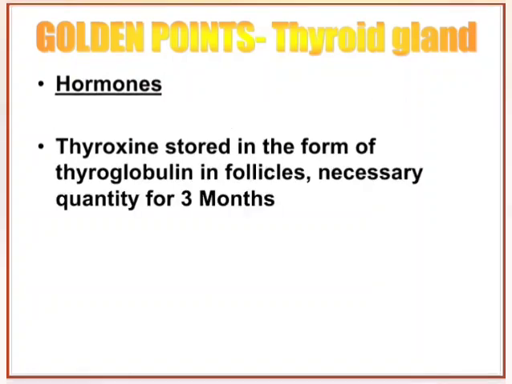Thyroxine hormone is synthesized in the follicular cavity and stored in the follicular cells in the form of thyroglobulin, necessary for 3 months. The 3-month quantity of thyroxine is stored in the follicle cells as thyroglobulin.